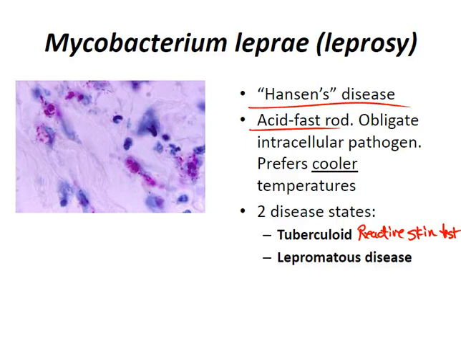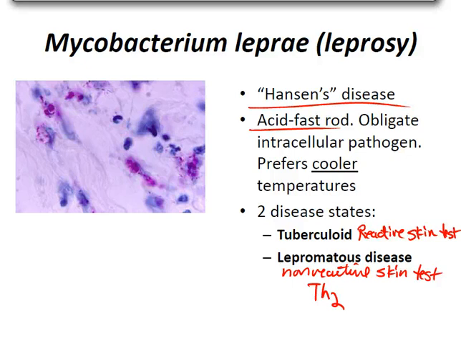Because it predominantly activates Th1 helper cells, which activate cell-mediated response, which has varying effect as defense against intracellular bacteria. Now, lepromatous disease is a minimal cellular immune response, so you're going to get a non-reactive skin test because it predominantly activates Th2 helper cells, which activate the humoral response, which is ineffective defense against the intracellular bacteria.